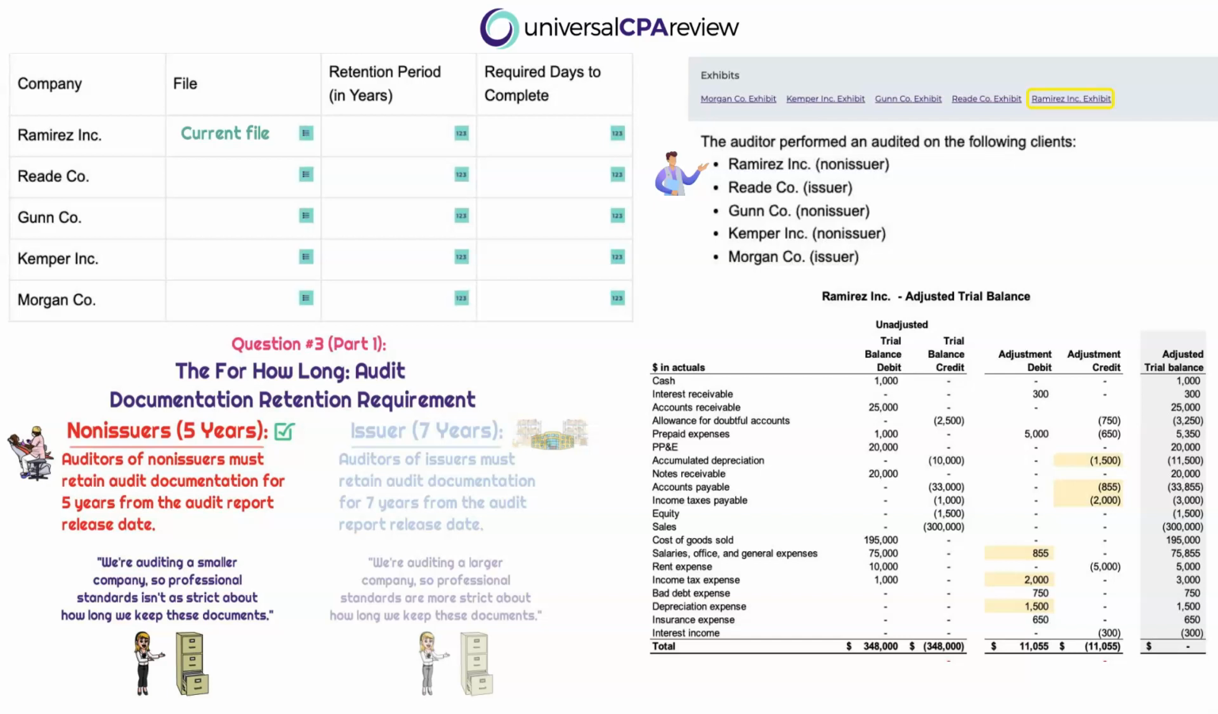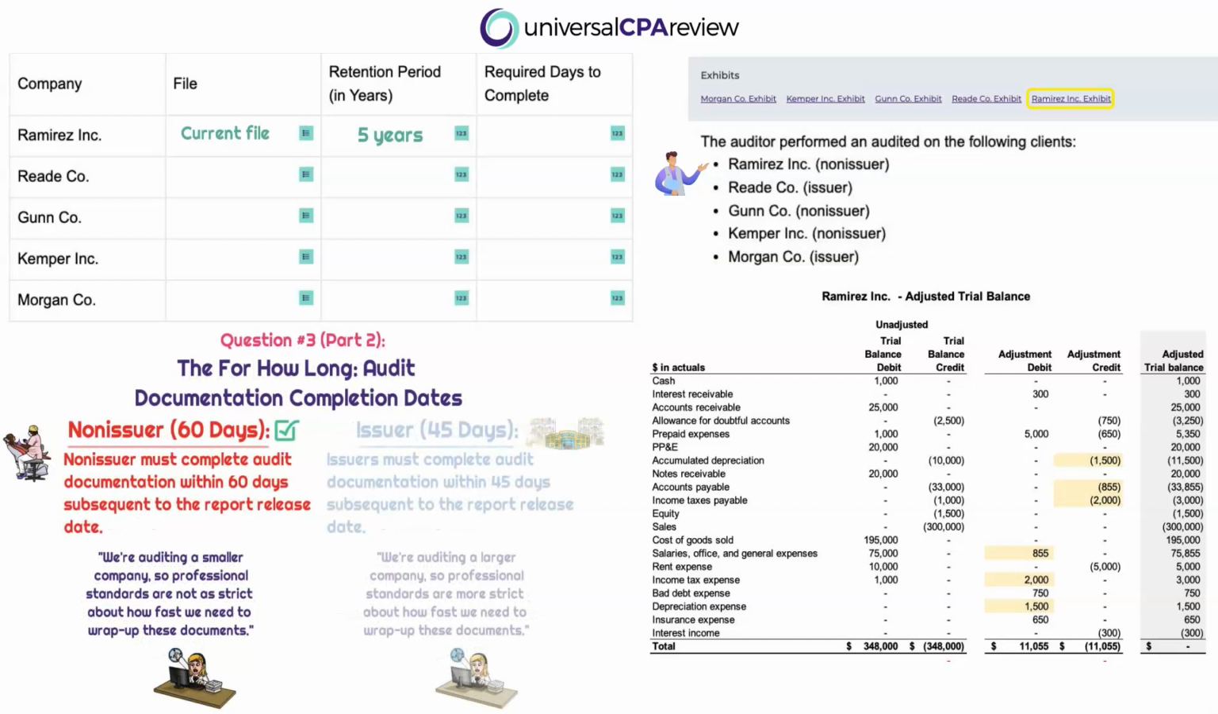Well, we know that rules are going to be stricter for the audit of issuers. Ramirez is a non-issuer. Okay, so we know that the 5 and 7 year rule is going to apply to non-issuers and issuers, so you can't get tripped up with which is which. Non-issuers are going to be less strict rules. So they need to hold on to the audit work papers for 5 years, whereas issuers would need to hold on to them for 7 years.